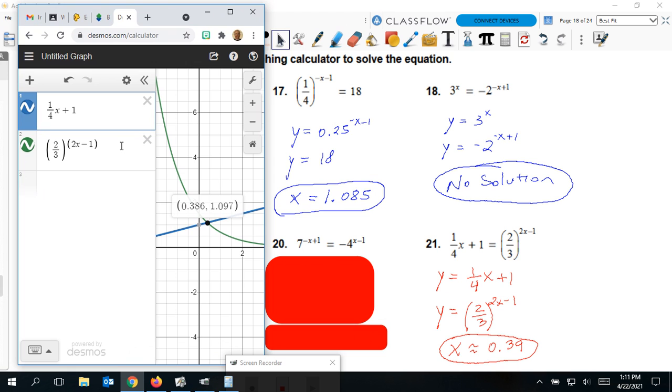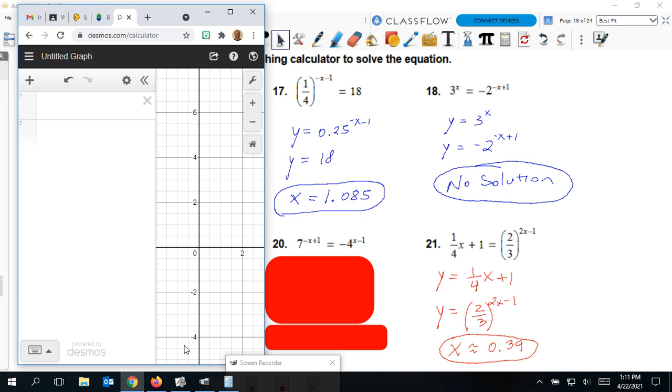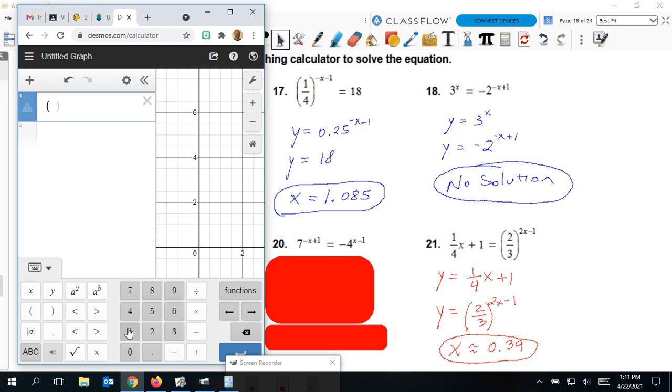And I'll put it in here. Let's start over with these as a fraction, just like I did before. So parenthesis 1 divided by 4. And then next to it, we're going to say negative. So I'm going to put the exponent button, parenthesis, negative x, and then minus 1. I'll even get rid of that parenthesis there.